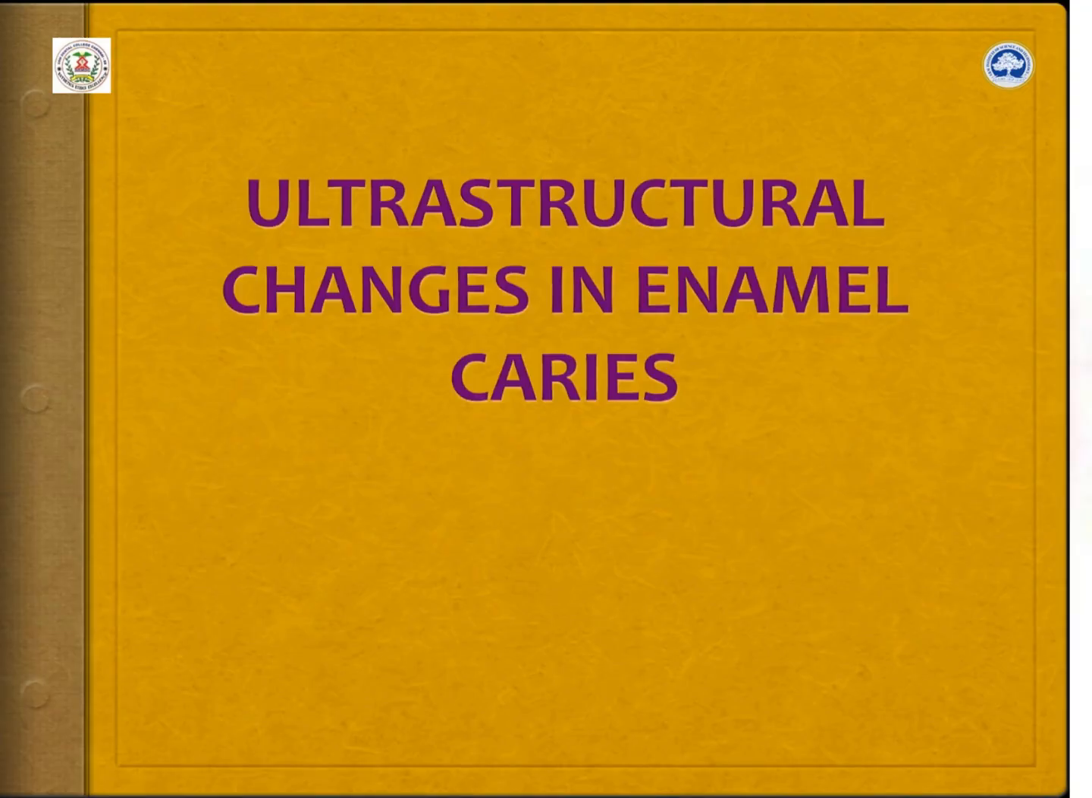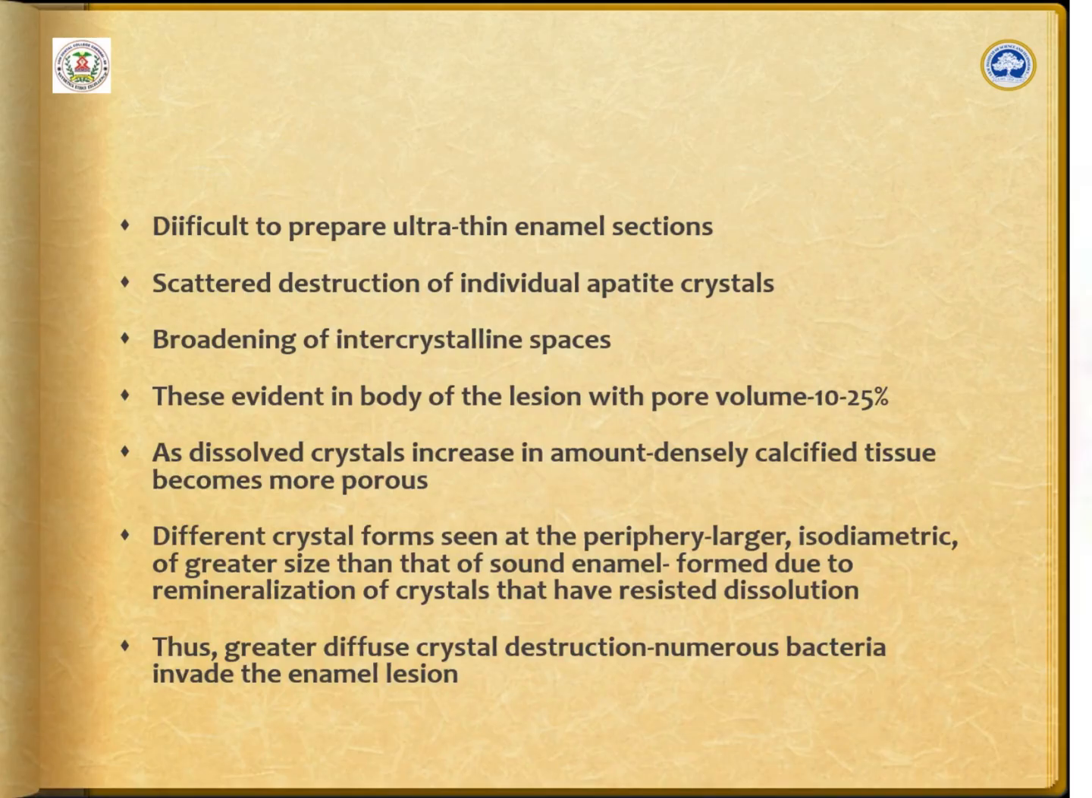So what are the ultrastructural changes seen in enamel caries? It is difficult to prepare ultra-thin enamel sections, but when prepared, we see scattered destruction of individual apatite crystals, broadening of intercrystalline spaces. These are evident in the body of the lesion with pore volume 10 to 25%, which we already saw. As dissolved crystals increase in amount, densely calcified tissue becomes more porous, and different crystal forms are seen at the periphery, that are larger, isodiametric and of greater size than that of the sound enamel, formed due to the remineralization of the crystals that have resisted dissolution.